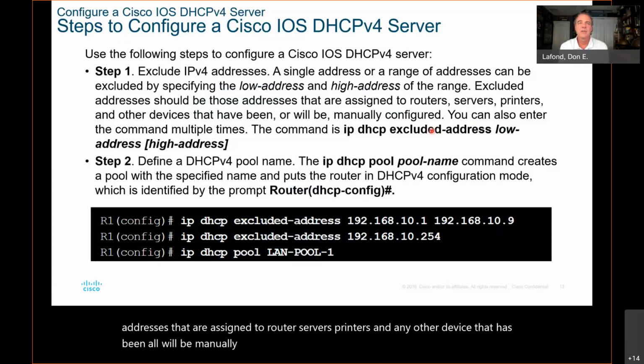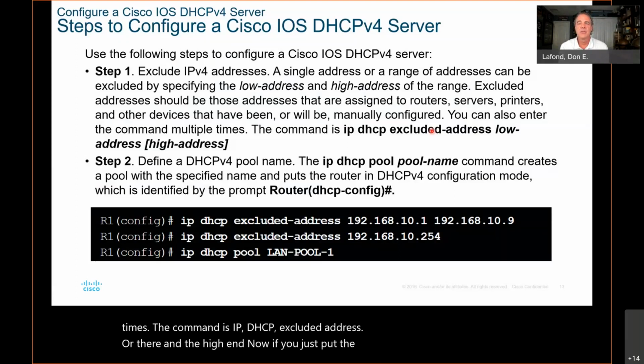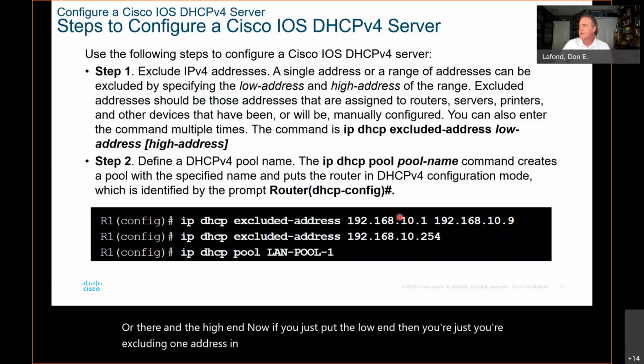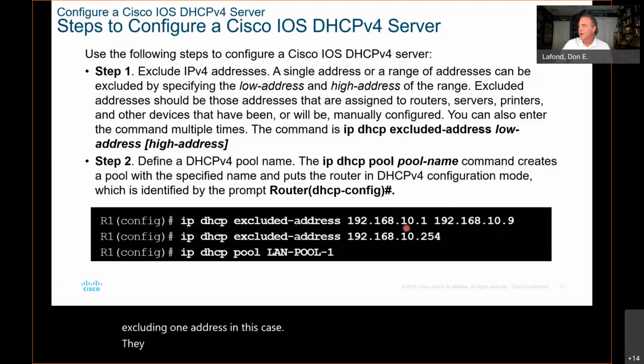You can also enter the command multiple times. The command is ip dhcp excluded-address, the low end, and the high end. Now, if you just put the low end, then you're excluding one address. In this case, they excluded a range of addresses 1 through 9, and also the address 10.